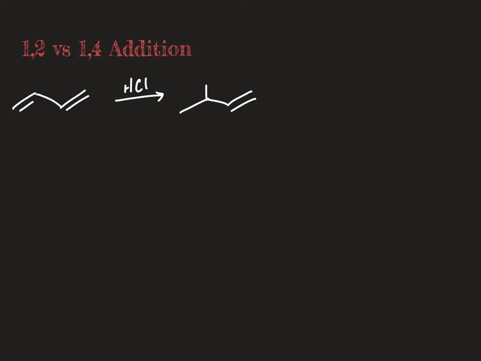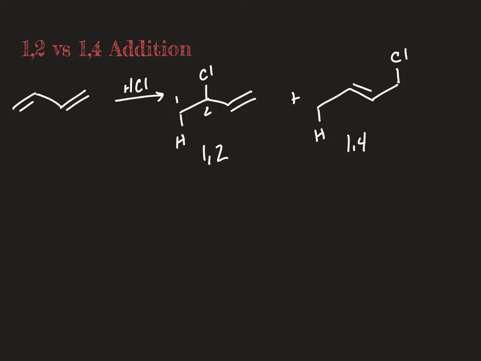So 1,2 addition is where the two pieces are added to carbons 1 and 2. 1,4 addition is when you get the addition to carbon 1 and carbon 4. And in that process, there's some resonance involved with an intermediate, and your double bond does shift. We were able to control which product was the major product, whether we were using thermodynamic or kinetic conditions.